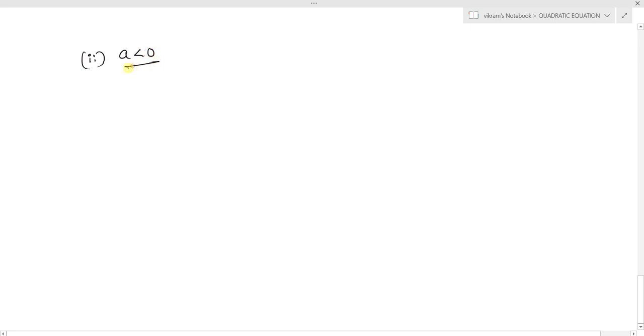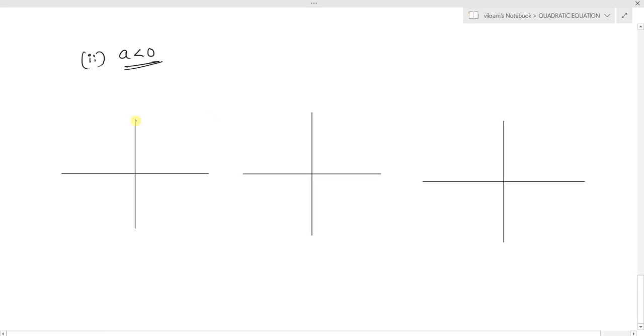If a is less than 0, the curve will be a downward mouth opening parabola. Now for a less than 0, again what condition will we obtain? y minus (4ac minus b square) by 4a equals a times (x plus b by 2a) whole square. Now a is less than 0, that means a is negative.